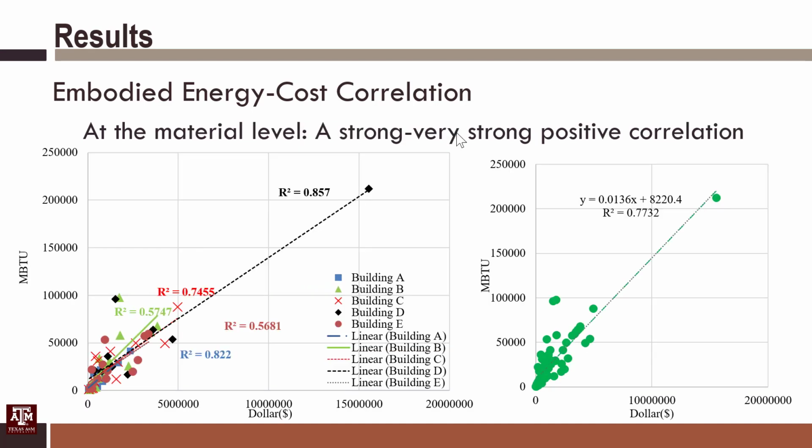When we look at the material level, you can see that for buildings A and B, there was a strong positive correlation, and for three buildings, it was a very strong correlation. If we combine all the buildings together with all their materials, you can see on the right side with the green dots that the correlation is very strong. So at the material level, we found that the correlation is strong positive to very strong positive.